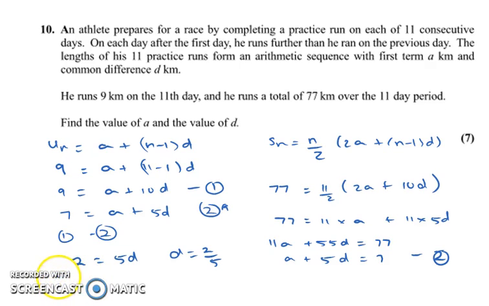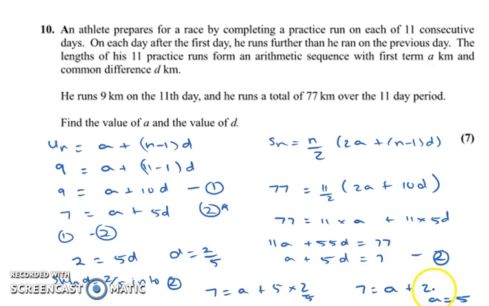I quite like 2 at the moment, so I'm going to sub d equals 2/5 into equation 2. So we have 7 equals a add 5 times 2/5. So 7 equals a add 2. So a equals 5. Always, if you have time, it's worth double checking. If I put it into here, I've got 5 add 10 times 2/5. So that's 5 add 5 add 4, which is 9. So it is correct.